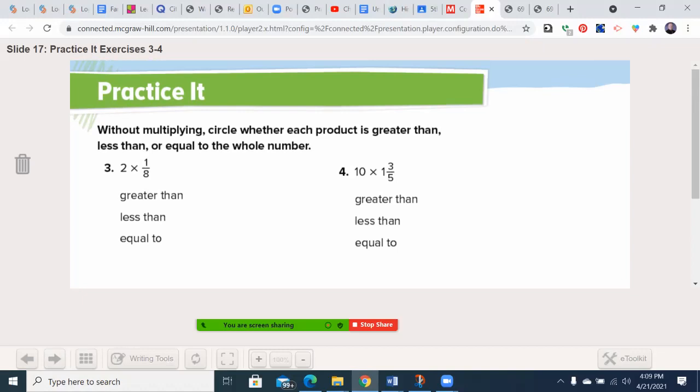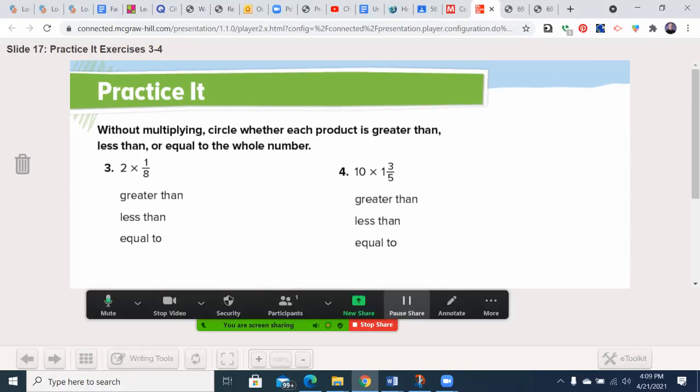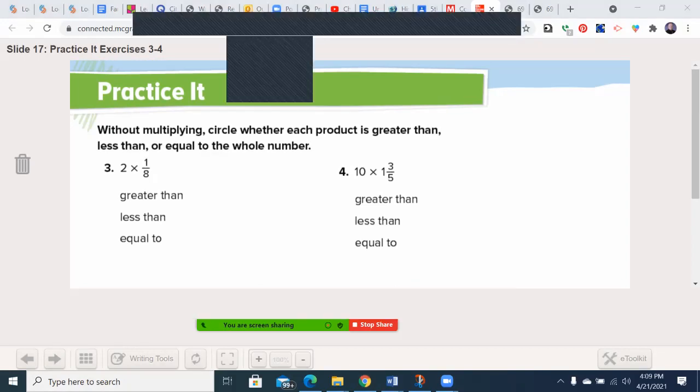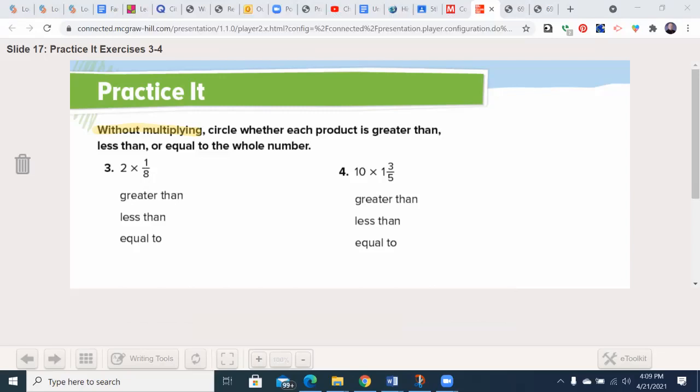All right, so let's look at the practice. You're going to practice these two, and I want you to pay very close attention to directions. It says without multiplying, so you don't need to solve 2 times an eighth or 10 times 1 3/5. Circle whether each product is greater than, less than, or equal to the whole number. Keep in mind the rules.